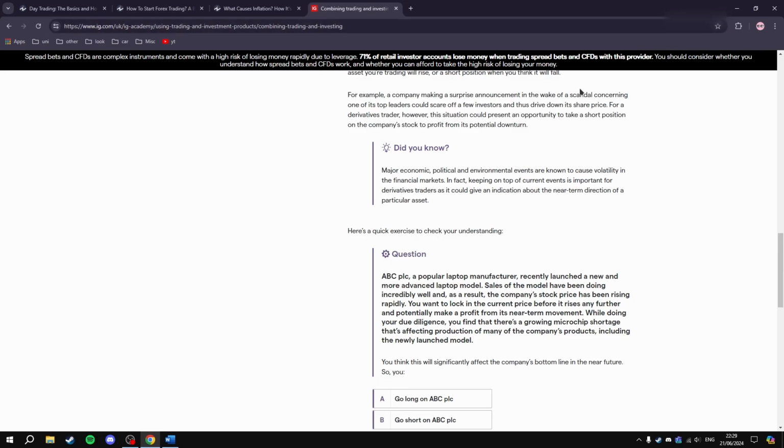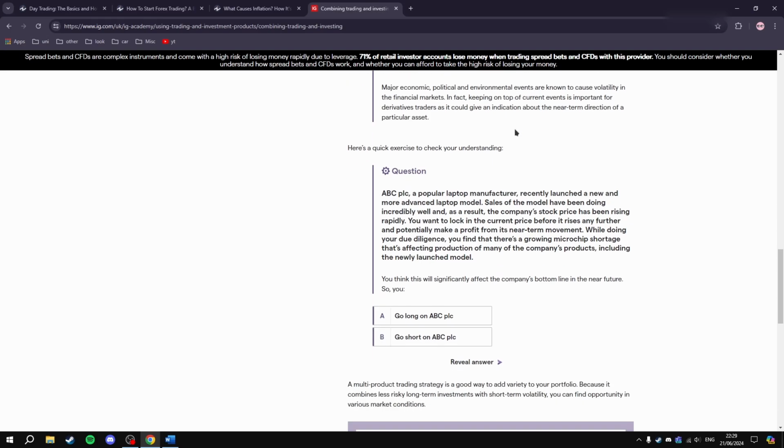For example, a company making a surprise announcement in the wake of a scandal concerning one of its top leaders could scare off a few investors and thus drive down share price. For a derivatives trader, however, this situation could present an opportunity to take a short position on the company's stock to profit from its potential downturn.